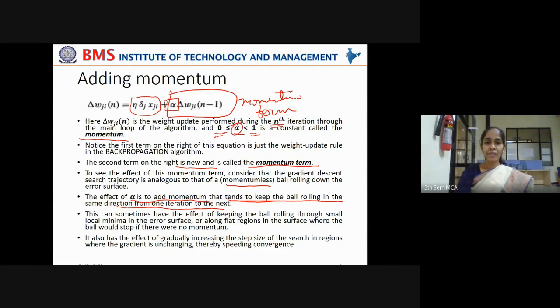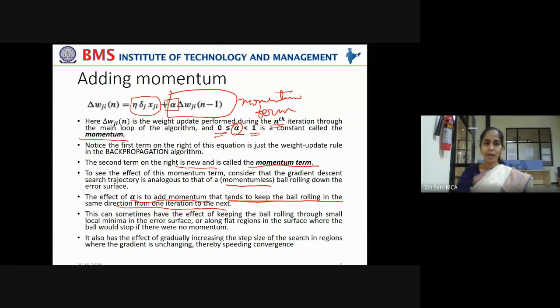The effect of alpha is to add momentum that tends to keep the ball rolling. It should not adjust somewhere in between. In the same direction, in this direction, from one iteration to the next iteration. Why one iteration to the next iteration? In one iteration, some weight adjustment is done. In the next iteration, some weight adjustment is done. Now, when adjusting this weight, consider this constant term alpha so that it doesn't adjust with the local minimum but proceeds towards the global minimum.